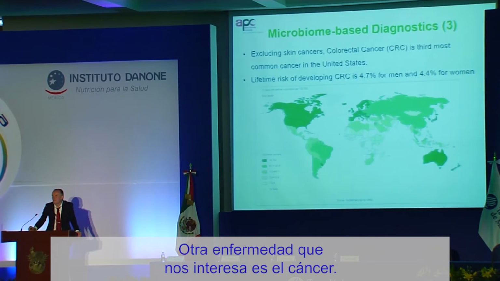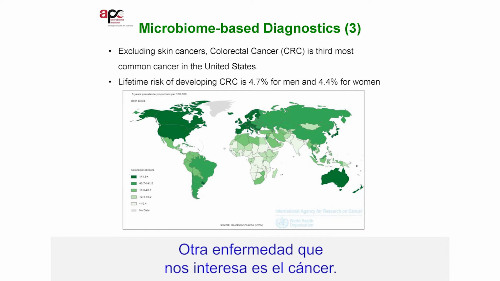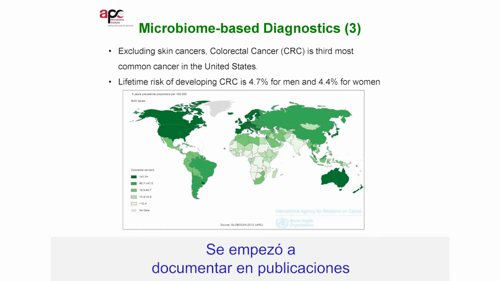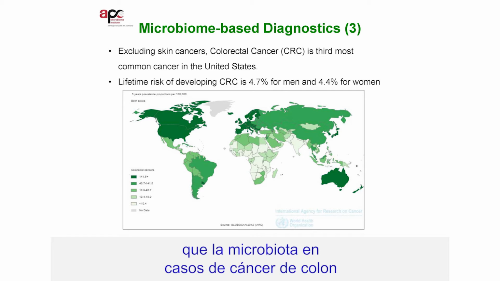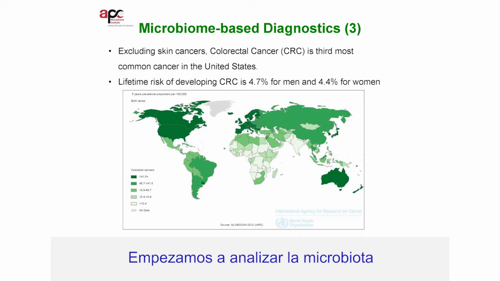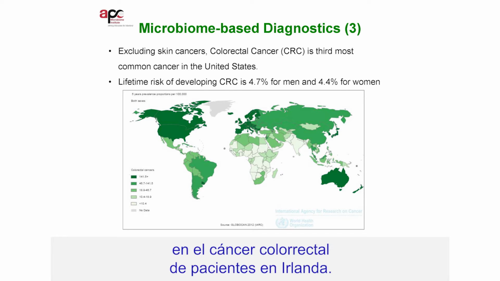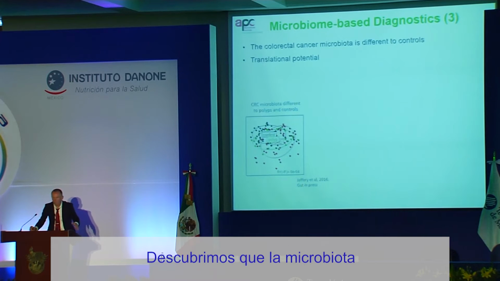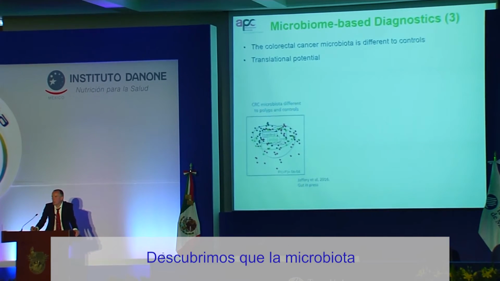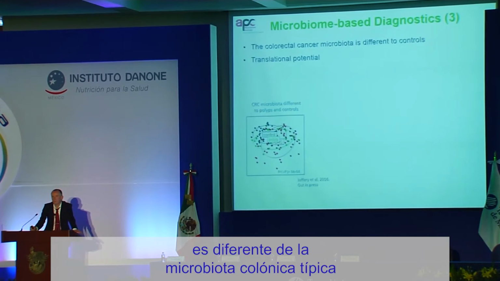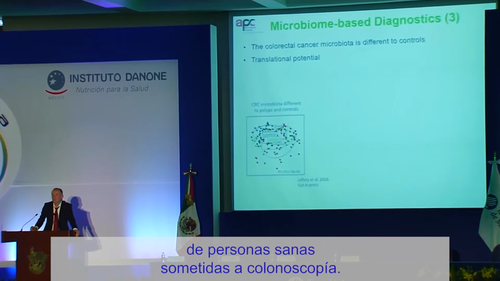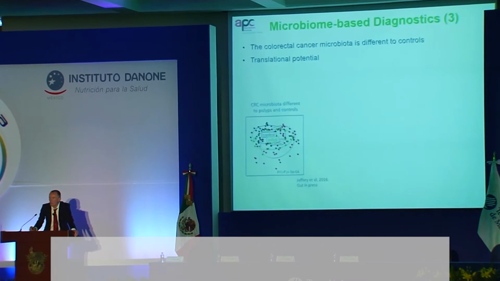Another condition that we're interested in is cancer. It began to be reported in the literature that the microbiota on colon cancer tumors was different to the normal microbiota. We started to look at the microbiota in colorectal cancer in subjects in Ireland. What we discovered is that the microbiota on the tumor at surgery is different from the typical colonic microbiota of healthy people who presented for colonoscopies.